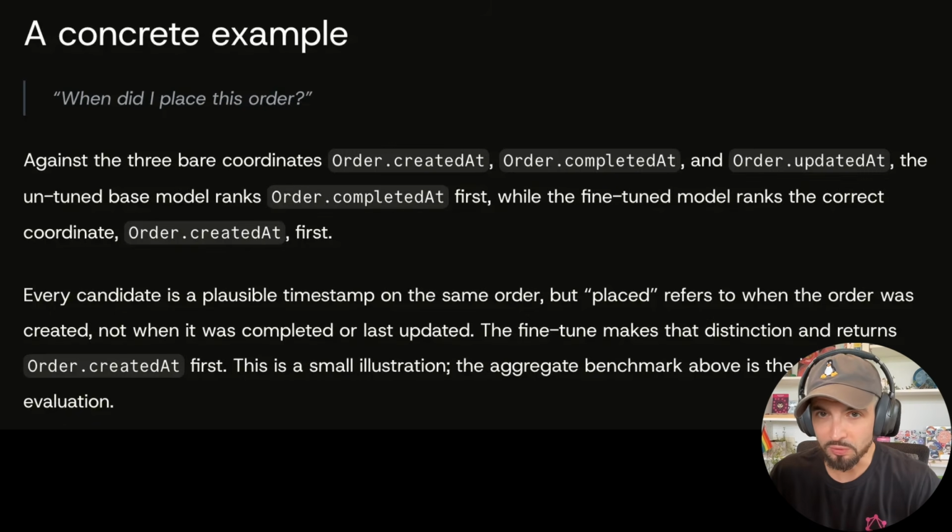Summarizing further from the article, one example is that this makes the fine-tuning effect easier to see. The question is, when did I place this order? The candidate coordinates are order.created_at, order.completed_at, and order.updated_at. The original Qwen model ranks order.completed_at first. After fine-tuning, order.created_at moves to the top because, quote, placed refers to when the order was created. Every candidate is a plausible timestamp, so the task depends on understanding the business meaning behind the field names.